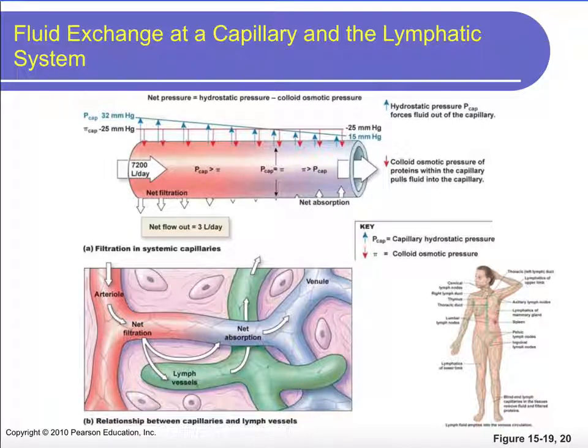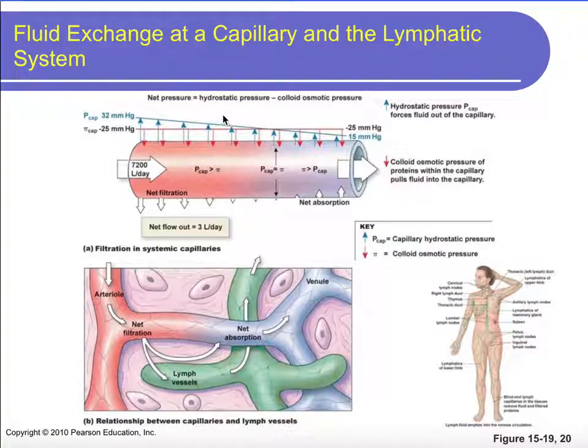We really don't want excess fluid in the interstitial space, because then we'll suffer from edema. If we ever have more fluid just hanging out in the interstitial space, then the lymphatic vessels will pick it up. And that's where the lymphatic system comes in. It'll pick up the excess fluid, and then eventually it'll drain it back into our circulation.